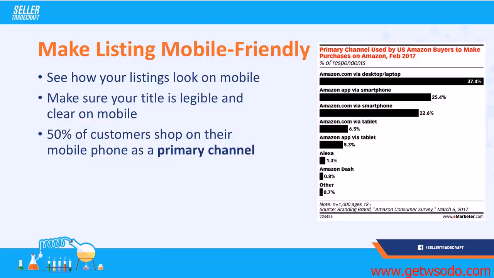Before we go into the walkthrough, I wanted to touch on an important point. Again, and I want to reiterate this, 50% of customers shop on the mobile phone on Amazon as a primary channel. So it's really important that you look at your listings and make sure they look good on mobile. Make sure your title is legible and clear on mobile, and make sure your key points are visible on mobile.